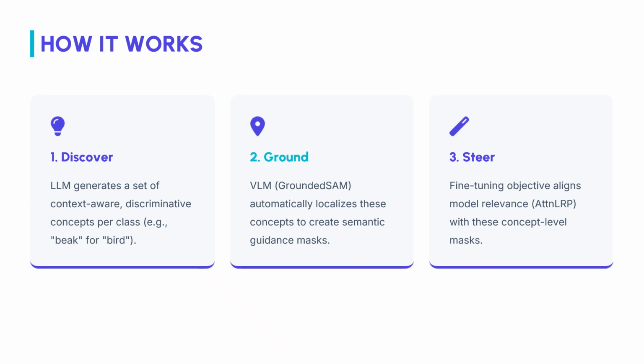Second, we use Grounded SAM, which combines Grounding DINO and SAM, to spatially localize these concepts in each training image, producing fine-grained semantic guidance masks automatically. Third, we fine-tune the model by aligning its internal relevance maps, computed via attention LRP, with these concept masks, while simultaneously suppressing attention to spurious background regions.